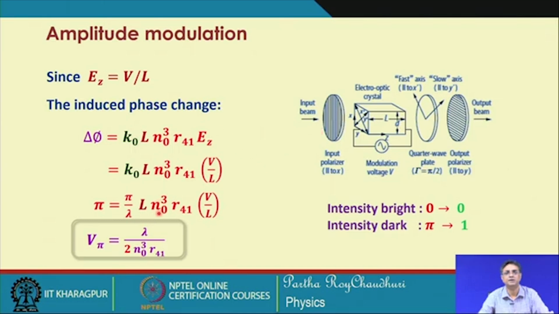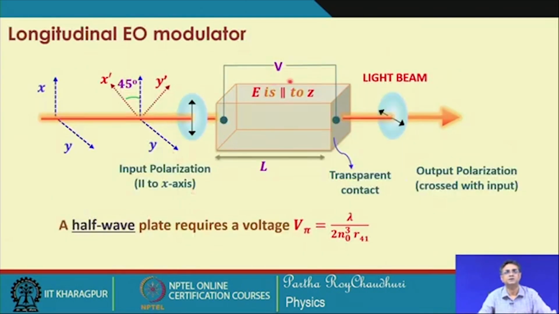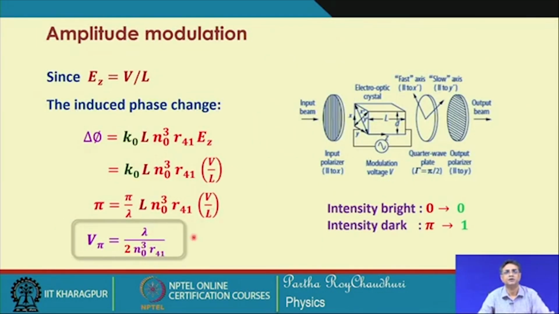This is the only difference in the configuration, and as a result you get V pi which is equal to this, and you can see that it is reduced by a factor of half, and consequently, this is the setup for this. This is the setup for this.